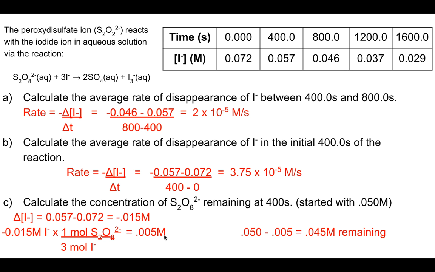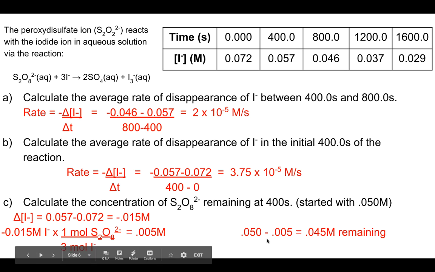Now that's not my answer. It's asking how much is remaining. So if I started with the 0.050 and I lost 0.005, I have 0.045 molar remaining of my S2O8 at that time.